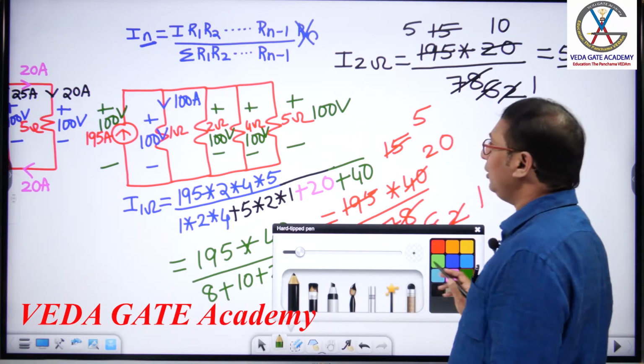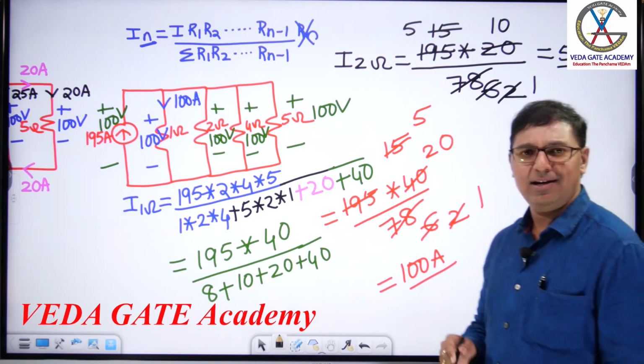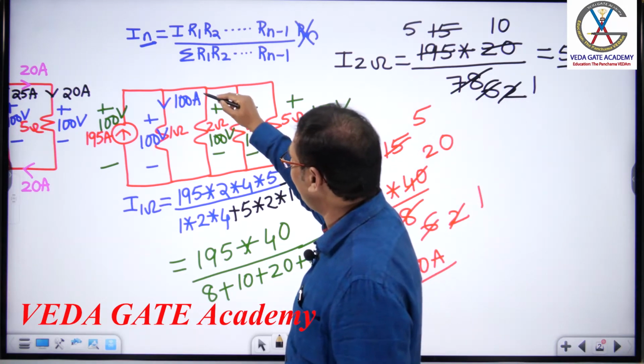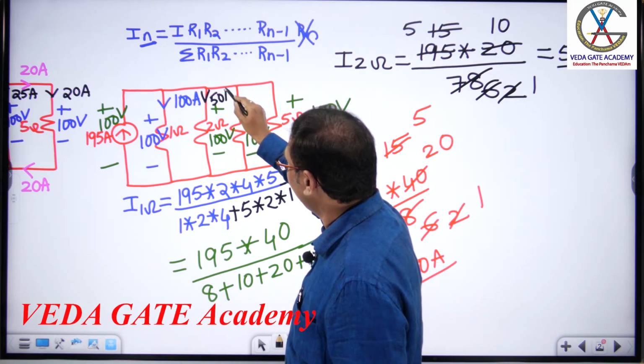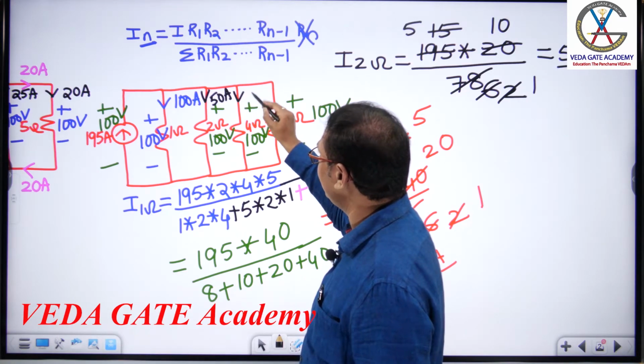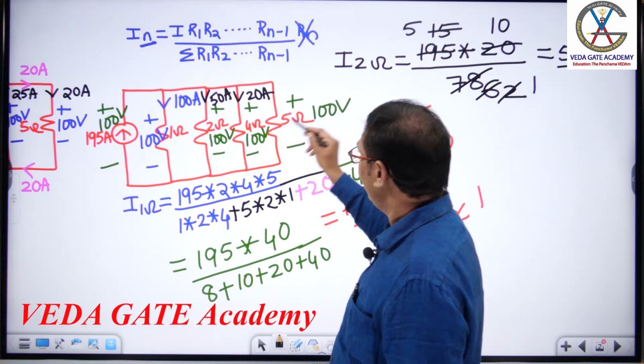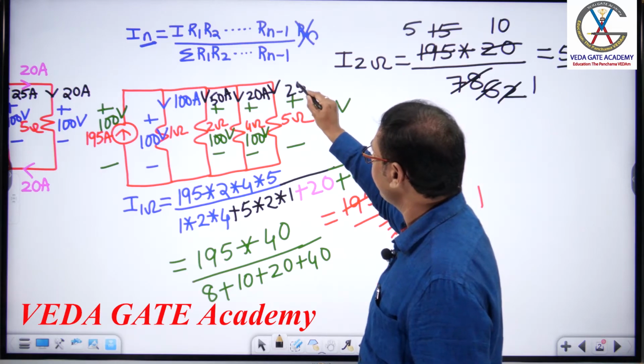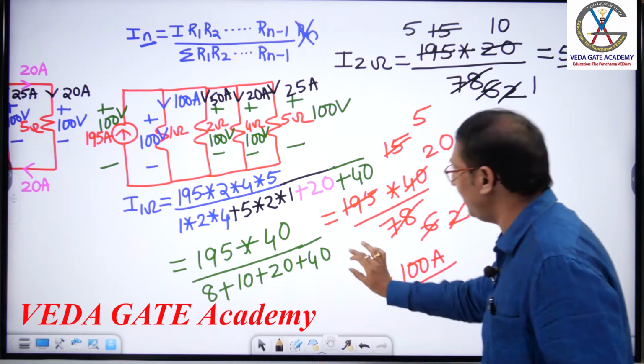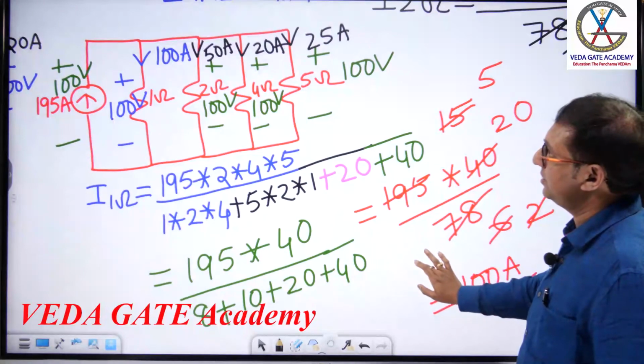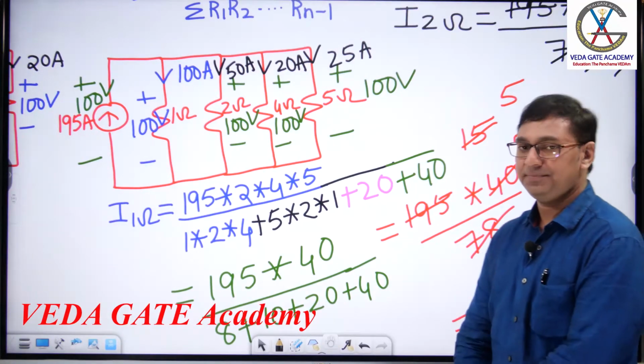Once you know all the branch voltages, you can easily write the other branch currents. 100 by 2, what is this current? 50 amps. 100 by 4, what is this current? 20 amps. 100 by 5, what is this current? 25 amps. Let me expand this.